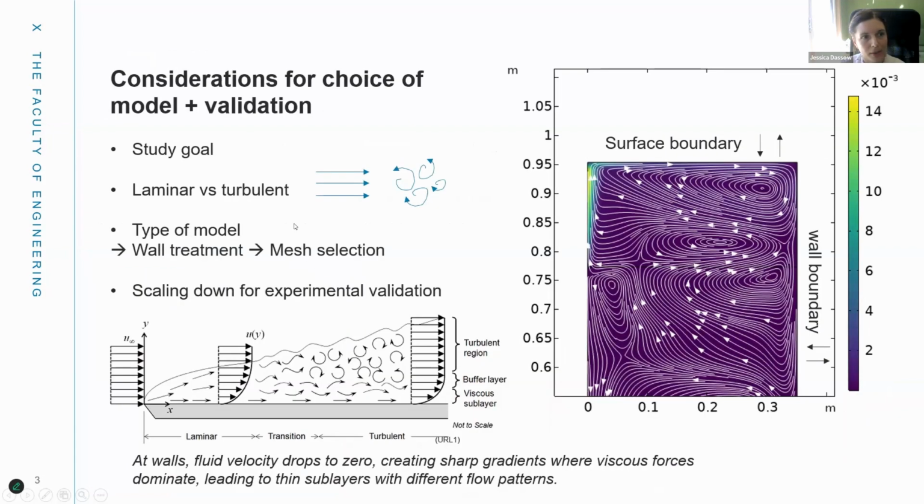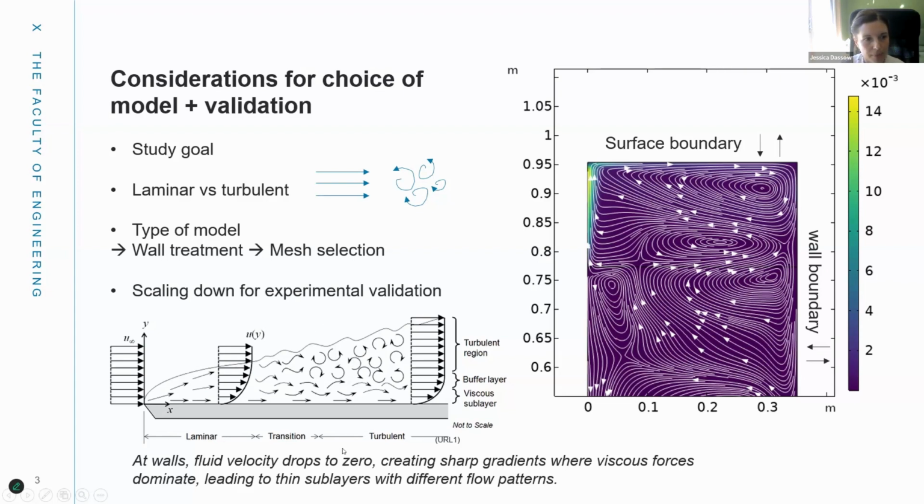When you decide to study fluid flow in a model, you first need to define your study goals really well, and maybe you come up with a solution that avoids CFD. But if you decide to do CFD, first of all, you need to decide whether you have laminar or turbulent flow. Once you've decided that, you will also decide on the type of model. Especially for turbulent flow, you need to pay very special attention to the wall treatment and therefore the mesh selection. And then you might want to validate your model at a smaller scale if you don't have a large-scale experiment yet.